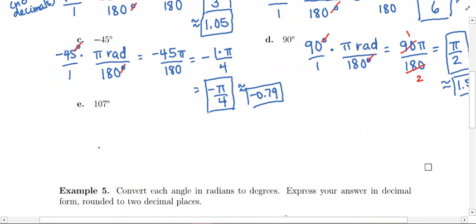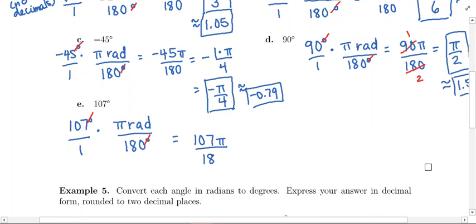Okay, last one, part E. Okay, now we've got some kind of random degree measure. Okay, 107, okay, degrees. We're going to convert the same way. Okay, so we're going to multiply by pi radians over 180 degrees. Okay, and degrees in the top cancel with degrees in the bottom. Okay, you can go ahead and multiply your fractions, put the 107 over 1. Okay, so this is going to be 107 times pi over 180. Okay, so this is going to be your exact answer.